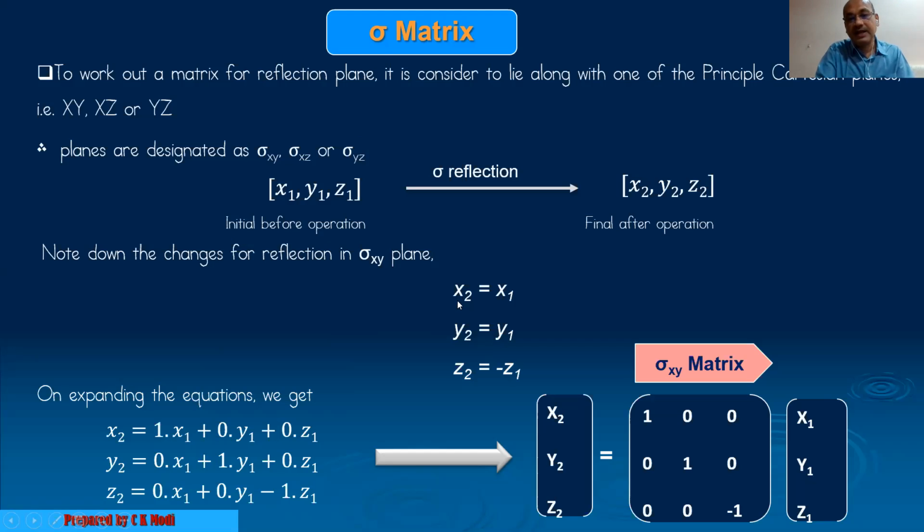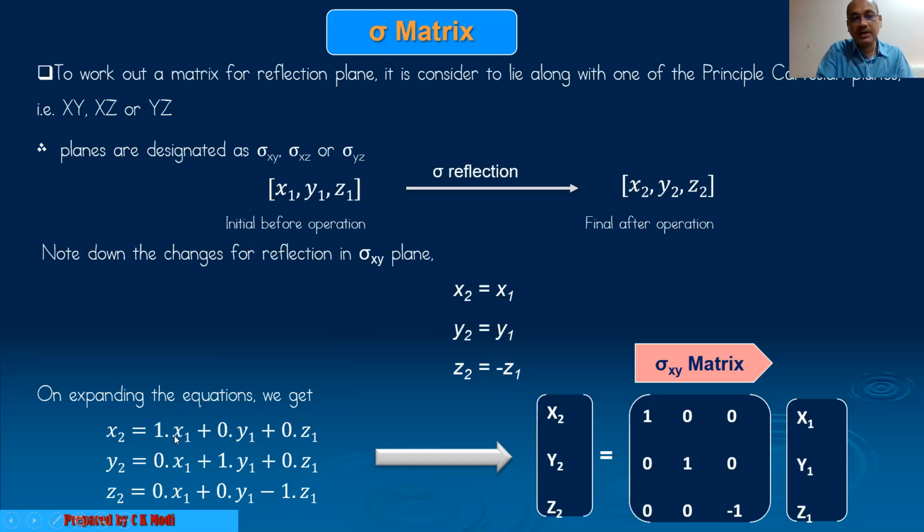So here we can say that x2 is equal to x1 because x and y are situated in the plane. However, z, which is perpendicular to that plane, therefore z2 is equal to minus z1. So x2 is equal to x1, y2 is equal to y1, but z2 is equal to minus z1. So on expanding three-dimensionally, what is the value of x2?